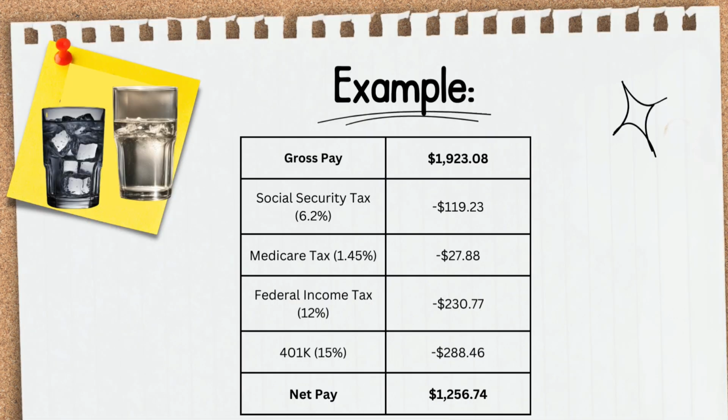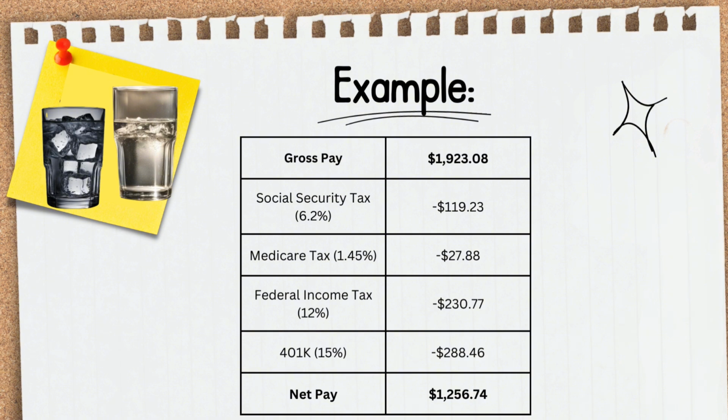So here is an example. Say you make $50,000 a year and get paid bi-weekly. You have standard federal income taxes, Medicare and Social Security tax withheld from your paycheck, and you contribute 15% to your 401k. You live in a state that does not have state income tax. Fun fact here, there are 9 states that do not have state income tax, and they are Alaska, Florida, Nevada, New Hampshire, South Dakota, Tennessee, Texas, Washington, and Wyoming. Now you know to move to those states. They don't have state income tax.